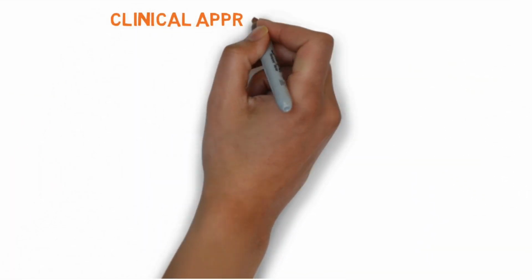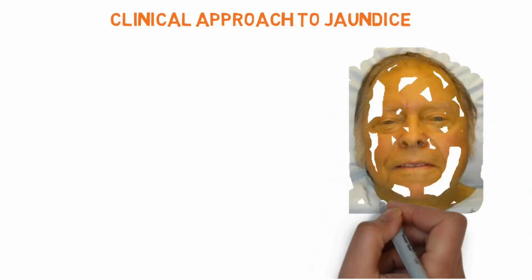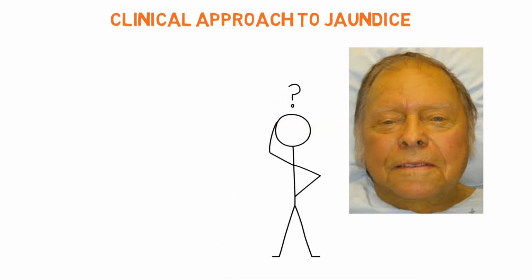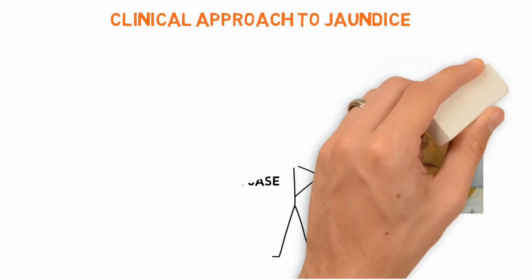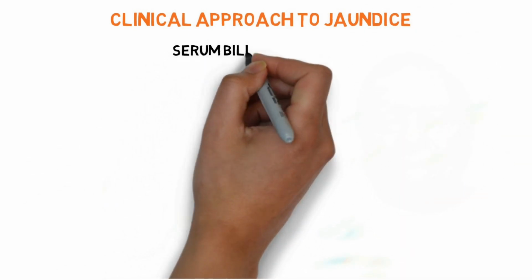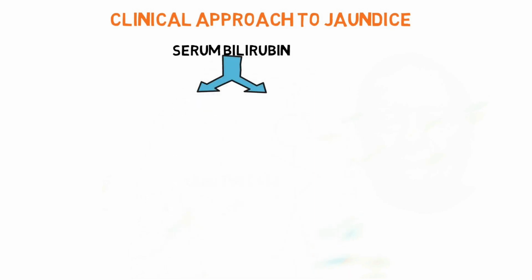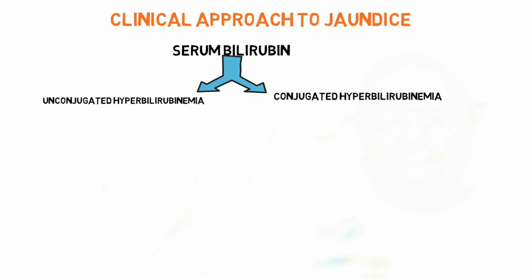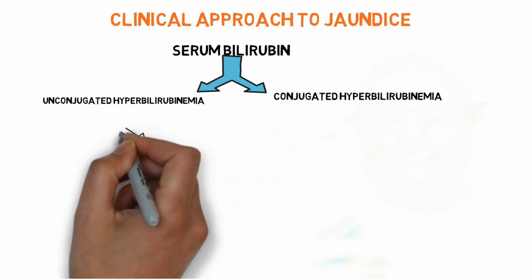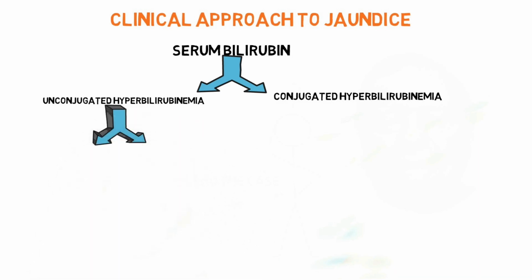Now let's talk about the clinical approach to jaundice. A patient will come to you with clinical jaundice. Now, how will you lead the case? How will you make the diagnosis? So, you can start with the serum bilirubin test. With total, indirect, and direct serum bilirubin, you can find out whether the person is having unconjugated hyperbilirubinemia or conjugated hyperbilirubinemia. If the person is having unconjugated hyperbilirubinemia, you can look for signs of hemolysis.